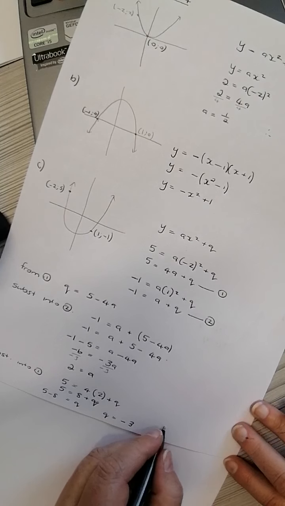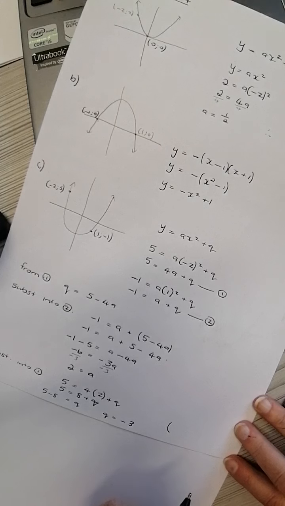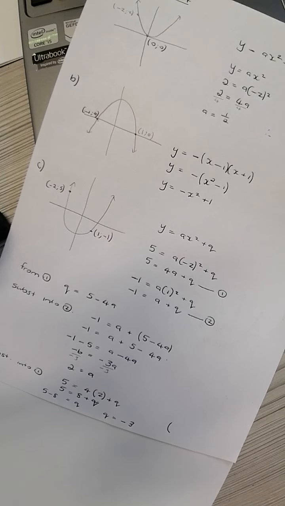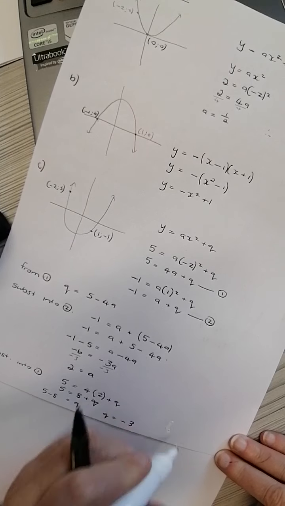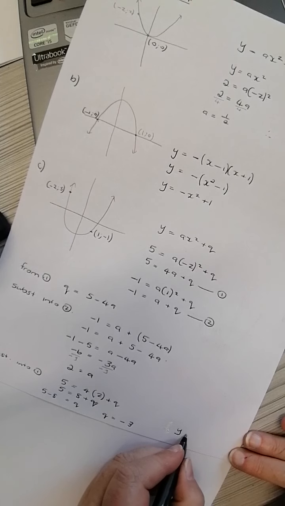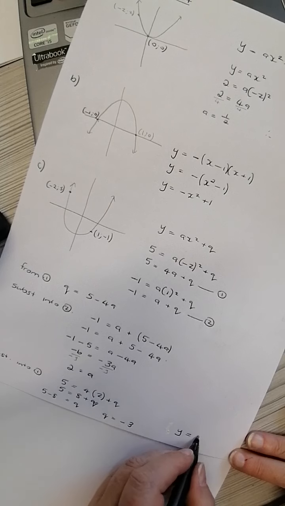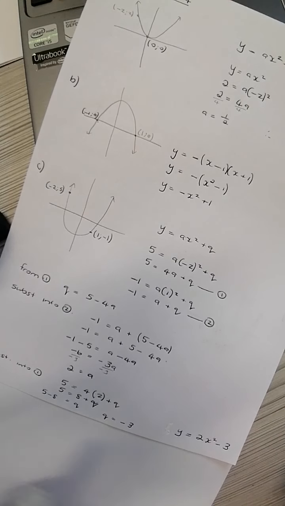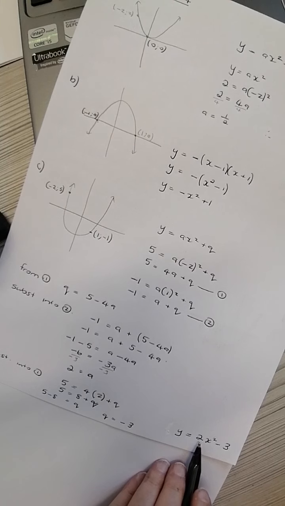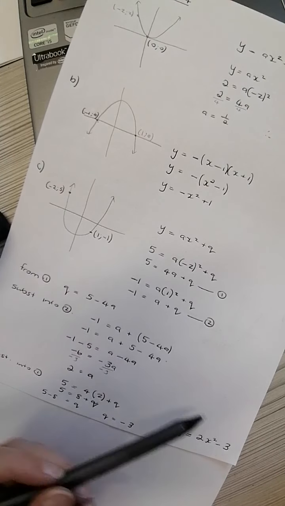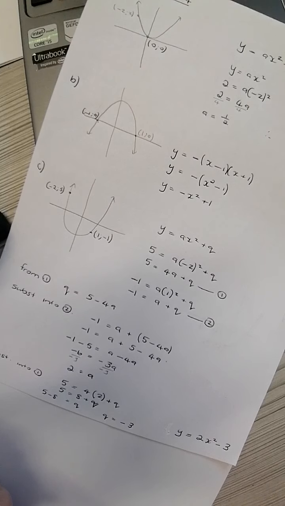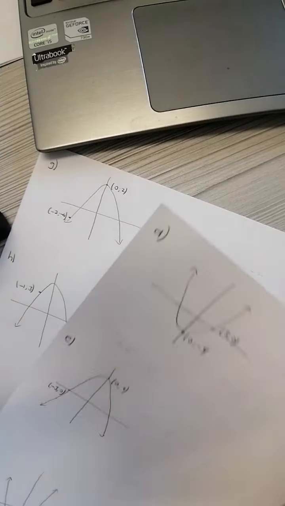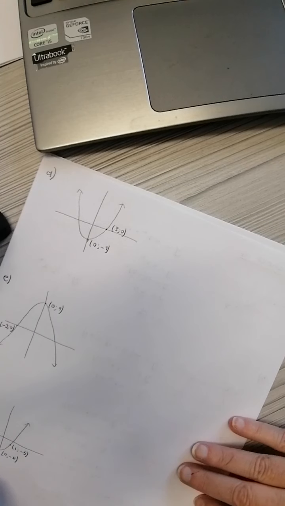Okay, so then my equation, whoops, not that. My equation, I'm not getting a coordinate. My equation is therefore y = 2x² - 3. Does it make sense? Yes, it's a happy graph. And is it possible that it could be minus 3? Yes, that is possible.